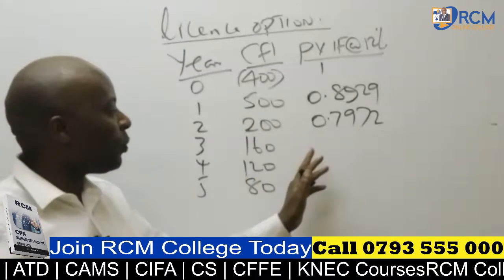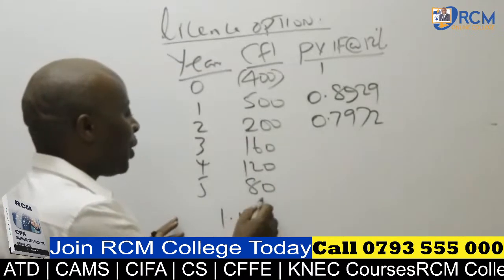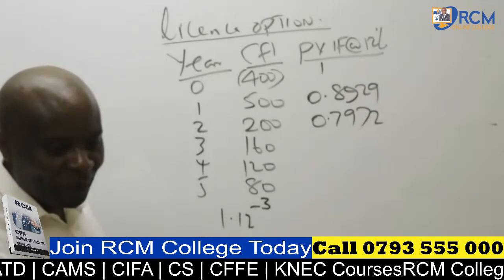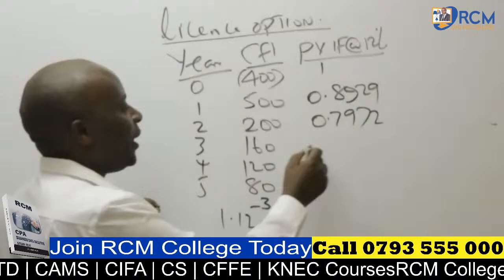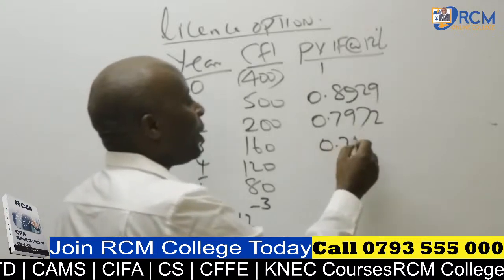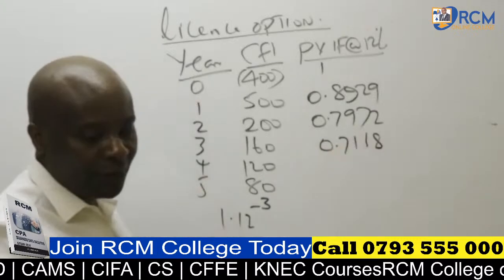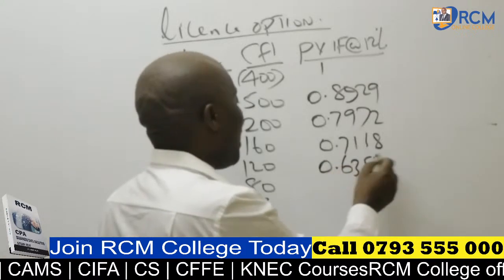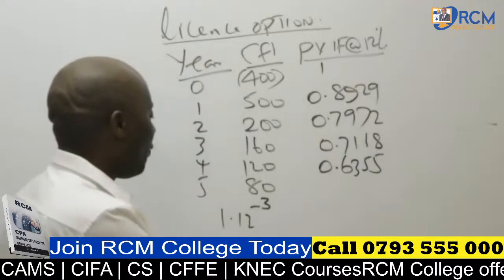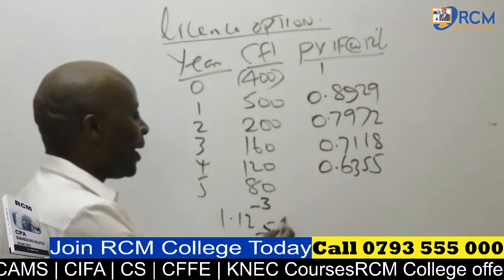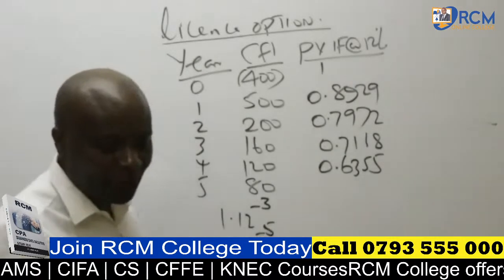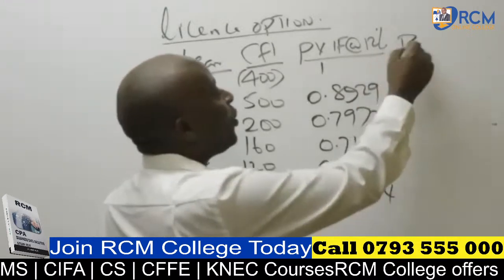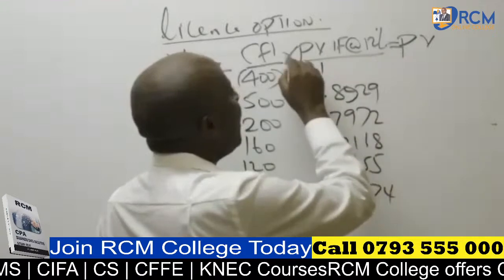For year 3, I have here 1.12 raised to minus 3, 0.7118. Year number 4, what do we have? 0.6355. Year number 5, lastly, we have 1.12 raised to minus 5, which will end up giving us 0.5674. Please come and create the last column here where you multiply the two.